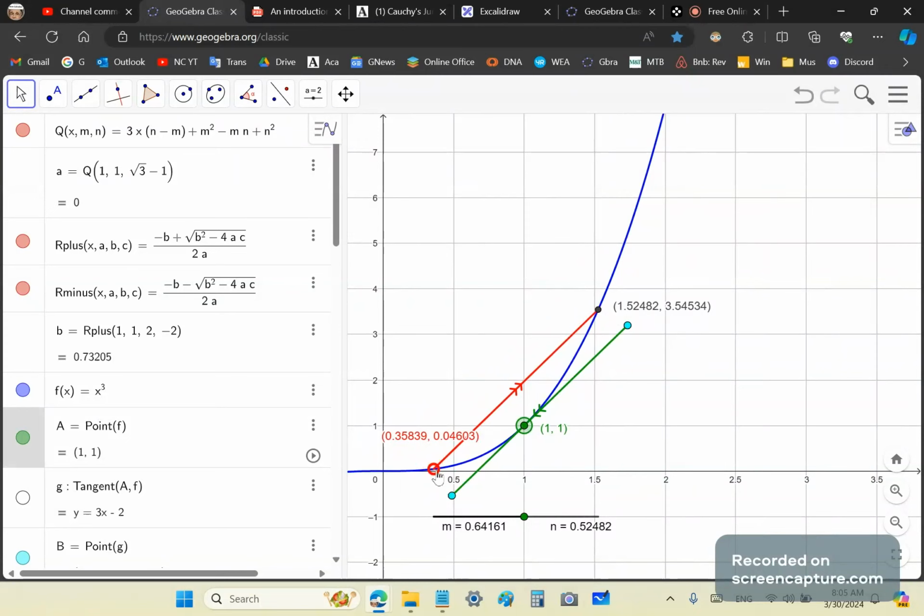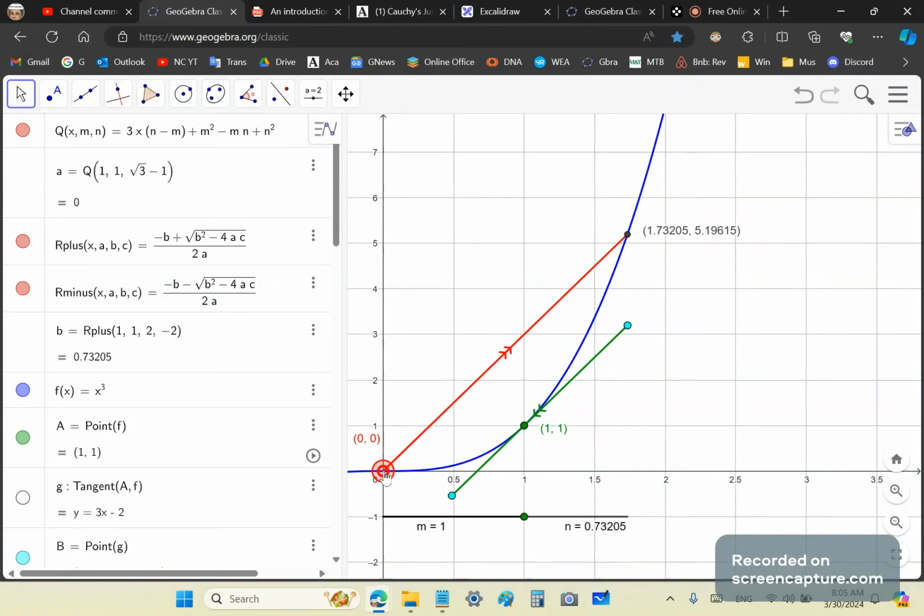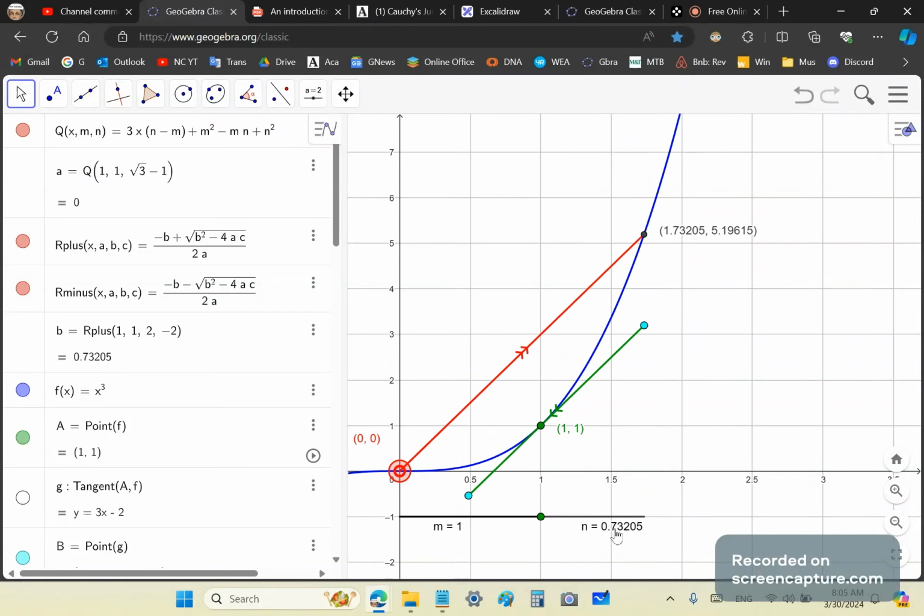And I want to show you that if you choose a particular m, so let's say m is the distance from 1. So it's the horizontal distance from the point of tangency. So if we want m to be 1, we place it there, right? And then we'd find n. And n turns out to be this value here, which is equal to square root 3 minus 1, okay?